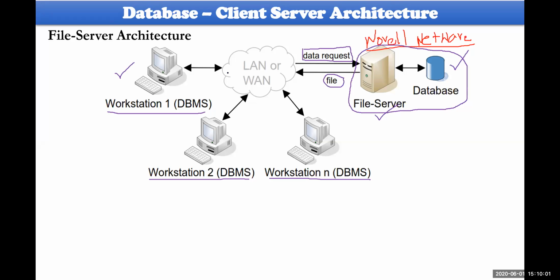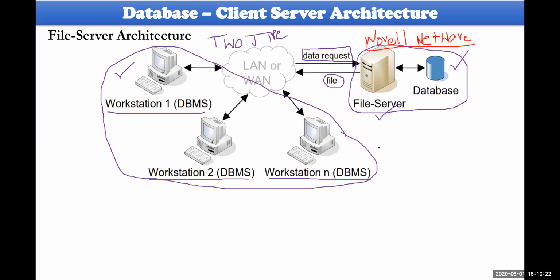And here, this architecture is called a two-tier architecture. Of course, client server is also a two-tier architecture. What do you mean by two-tier architecture? In the sense, tier number one is all the workstations. This whole area is called tier number one, because tier number one is always accessed by the end users.